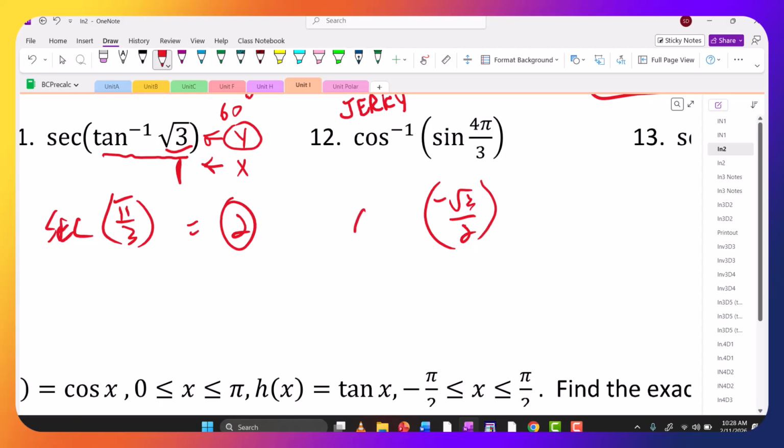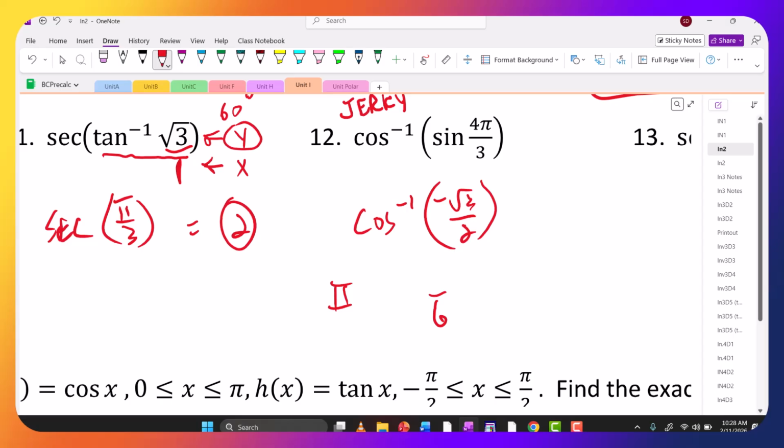Here's how this is jerky, though. This was in quadrant 3. You signed it and got this. But to inverse cosine this, you need to be in quadrant 2. And by the way, it's a 30, which 6 was in my mind, and that's 5 pi over 6.